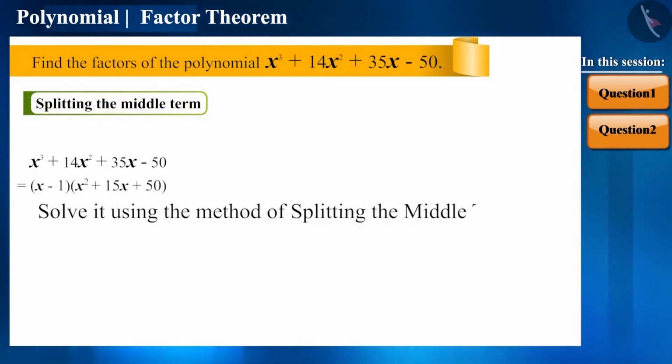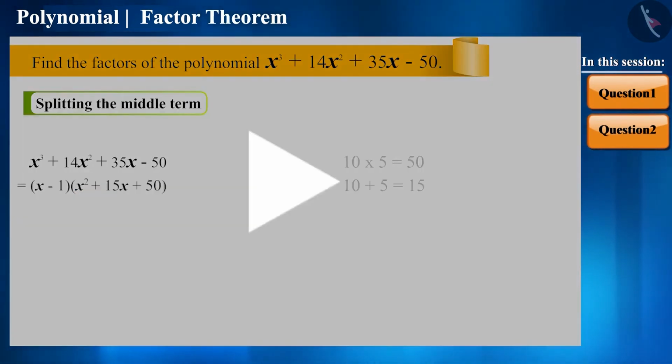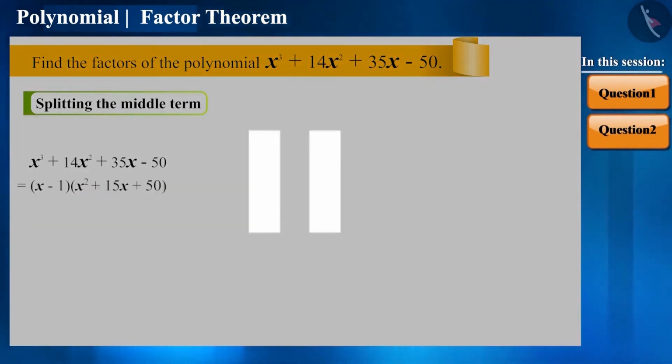Can we now solve it using the method of splitting the middle term? Yes. Here, the coefficient of x square is 1 and the constant term is 50, and the two terms whose product is 50 and the sum is the coefficient of the middle term, that is 15, are 10 and 5. Pause the video and solve it yourself and see if the other two factors that you are getting are the same or not.